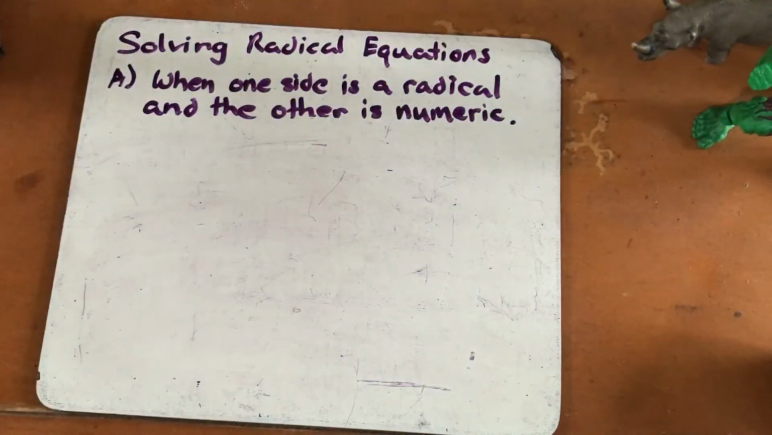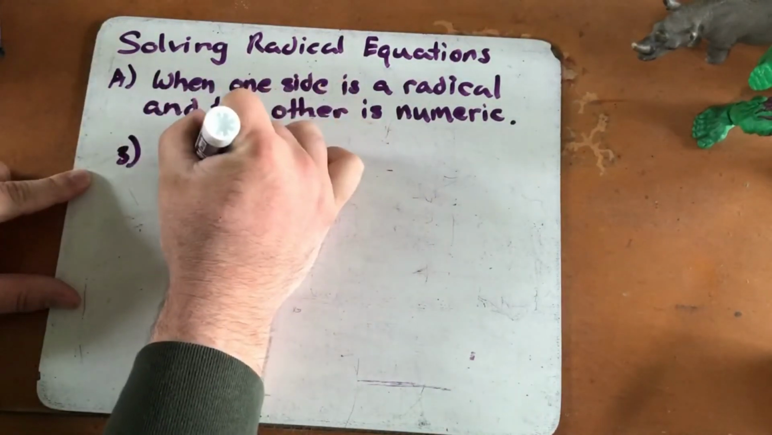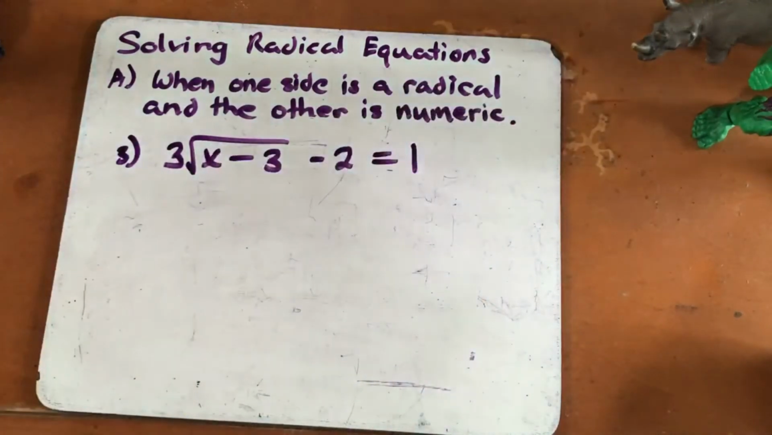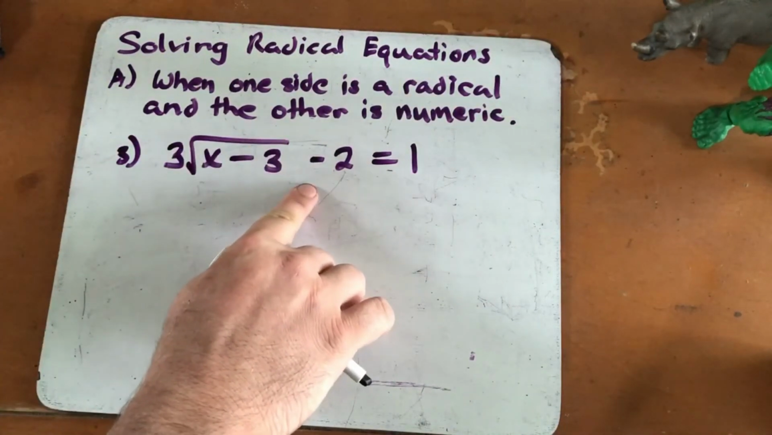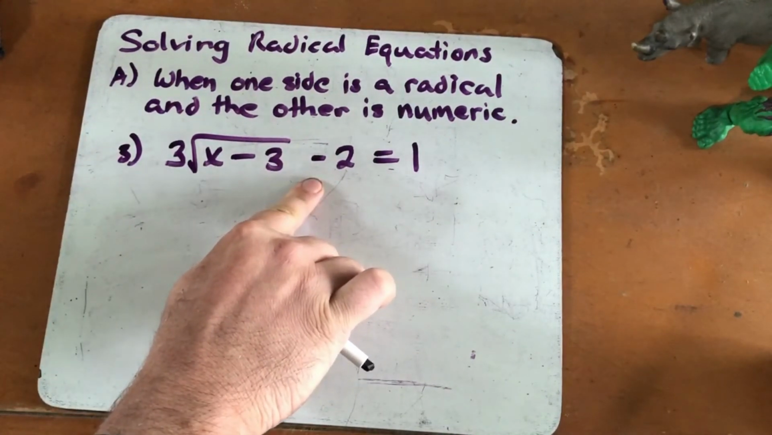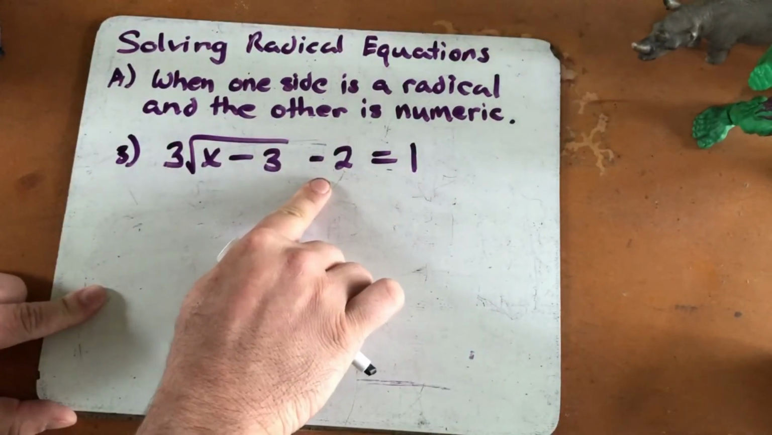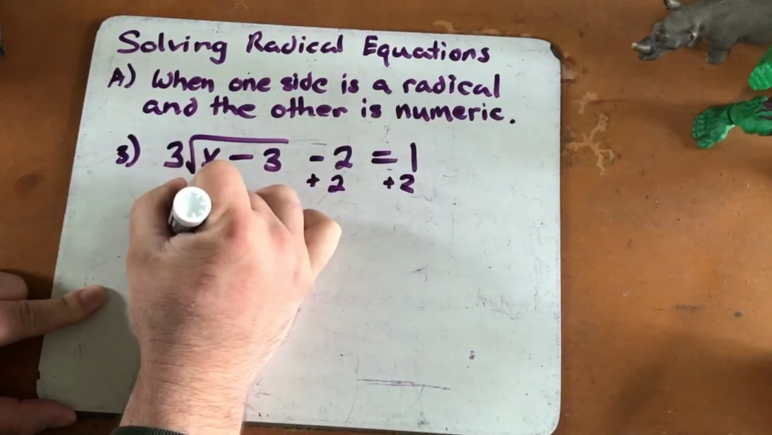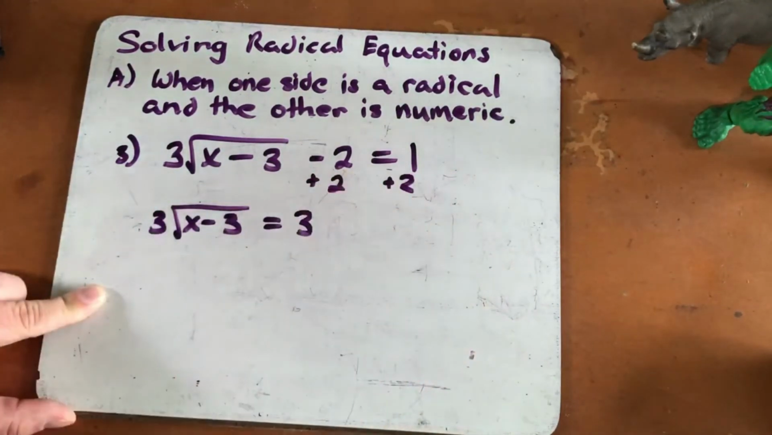For the next one in this situation, we're going to have 3 times the square root of x minus 3 minus 2 equals 1. Now, notice the difference between this one and the other ones. I have a number multiplied in front of the radical, but I also have something added or subtracted at the end. This is going to be the first thing I'm going to get rid of, because I can't divide by the 3 that's in the front until this plus or minus 2 has been taken care of. So I'm going to add 2 to both sides. I now have 3 square root of x minus 3 equals 3.